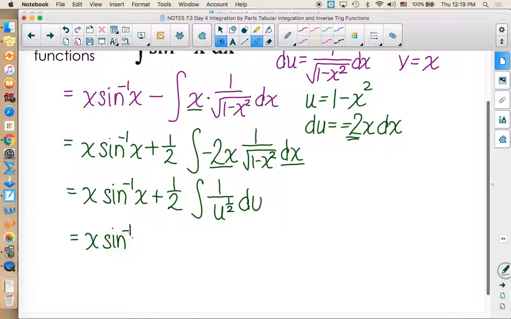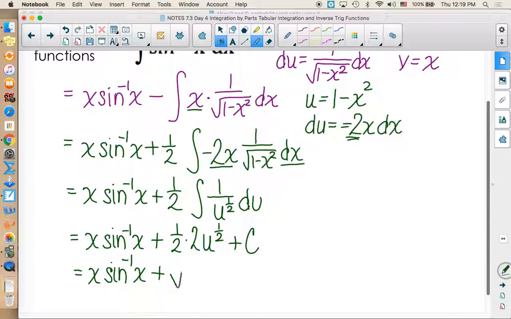So integrating that, I know I've got 1/2 times, it was u to the negative 1/2 really, so I'm going to end up with 2u to the 1/2 as its integral, plus the constant, of course. So final on this one, using inverse trig, and then u to the 1/2 would be square root of what the u function was, plus a constant.